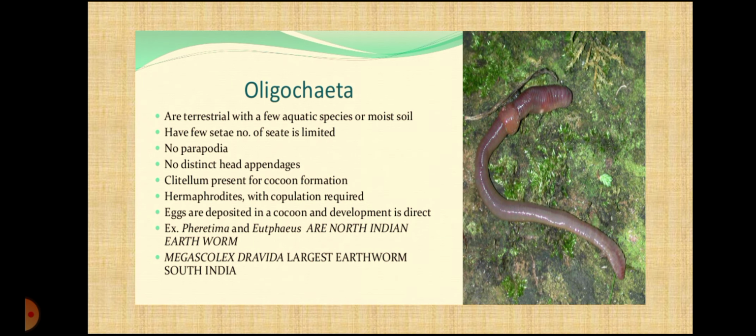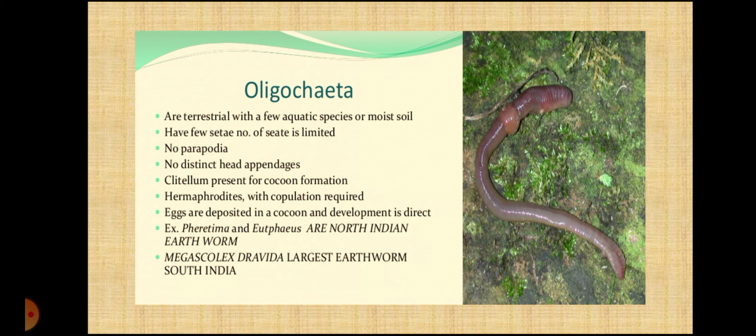Examples of the polychaete are Nereis, Aphrodite, Tubifex, etc.